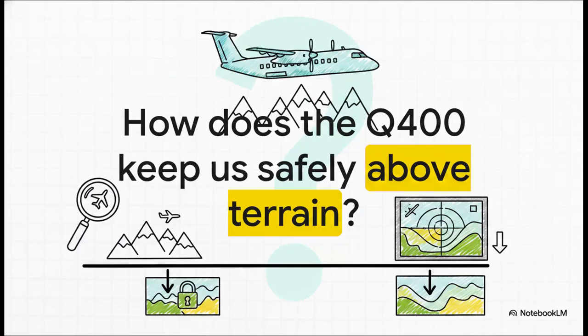So we've got the sky mapped out and we're avoiding traffic. But what about the ground? As we shift our focus from airborne threats to ground threats, we need to understand exactly how this aircraft anticipates and prevents controlled flight into terrain. Your memory trick as we make this pivot is look down to lock in.